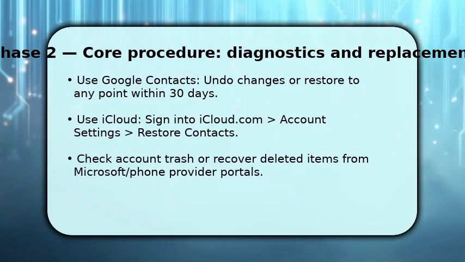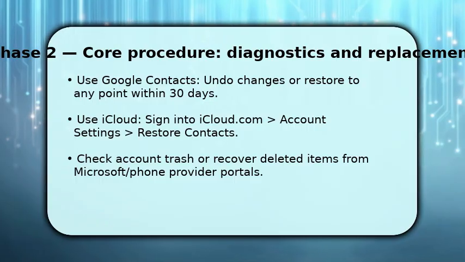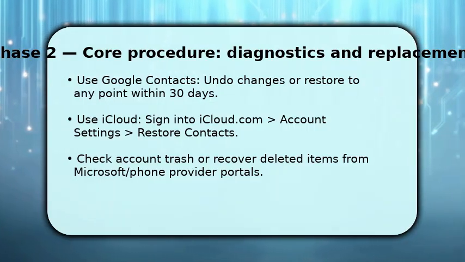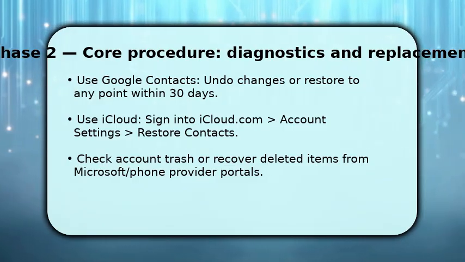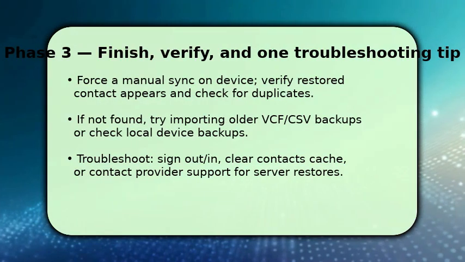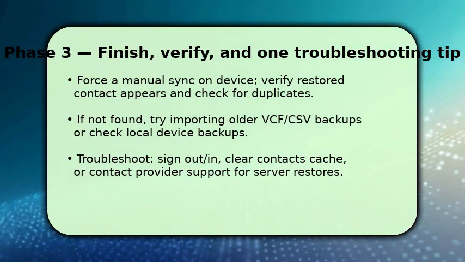Microsoft accounts and some carriers provide a recycle bin or deleted items folder. Search there and restore. If you exported an earlier VCF or CSV, import it now. Make sure to keep sync on after restoration. Force a manual sync on your phone and verify the recovered number appears in contacts. Check details and remove any duplicates.